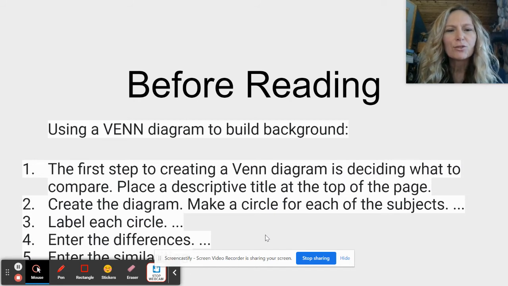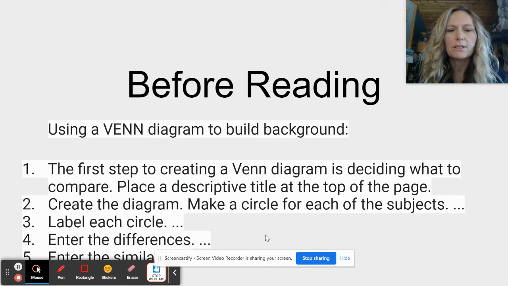So before students read, you can use a Venn diagram to build background. The steps in using a Venn diagram are: figure out what you want to compare and contrast, and then you make a circle for each of the subjects. You'll label the circles, and you'll enter differences and similarities.